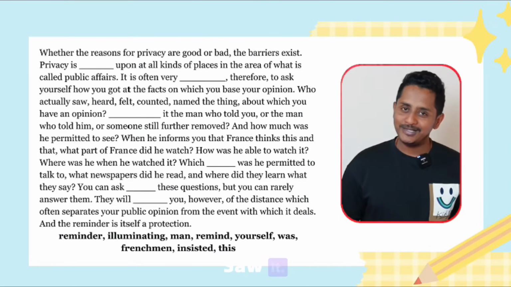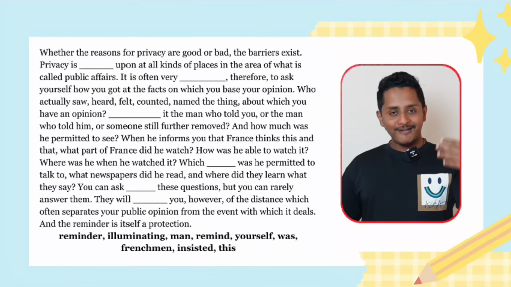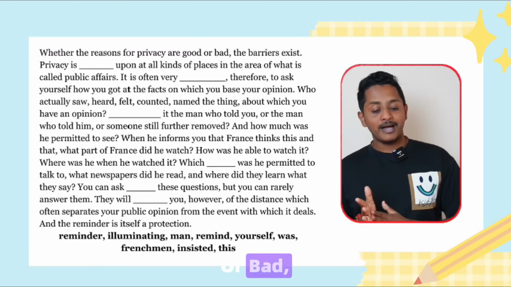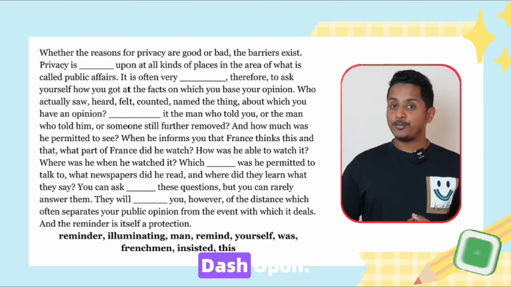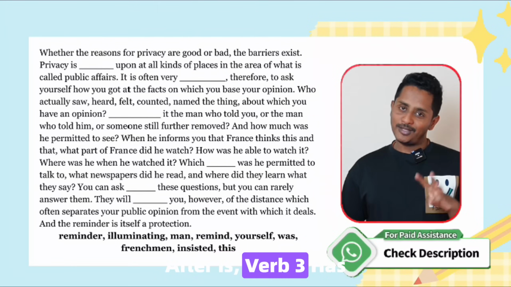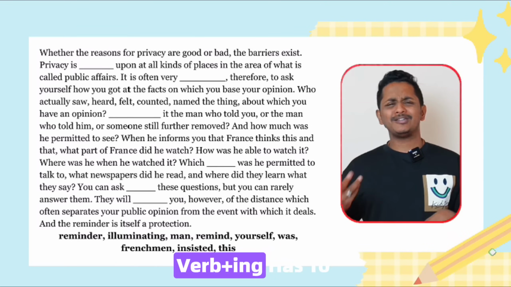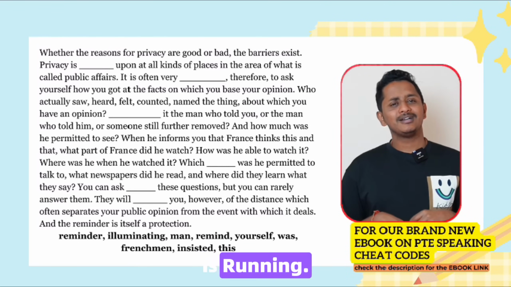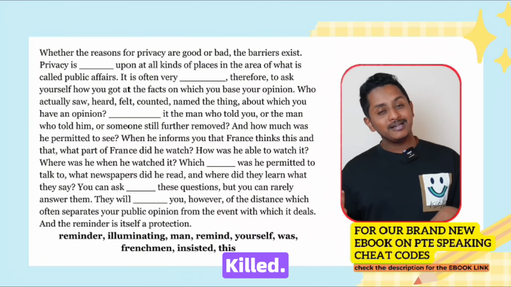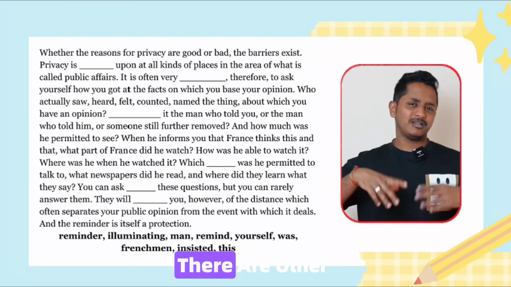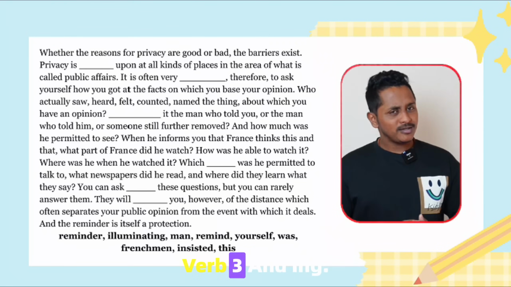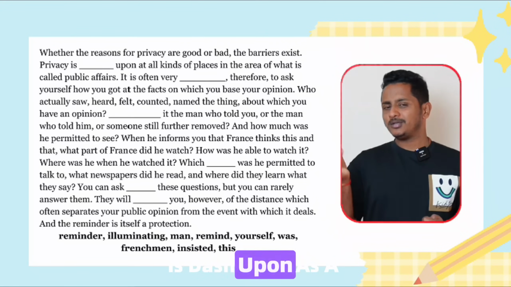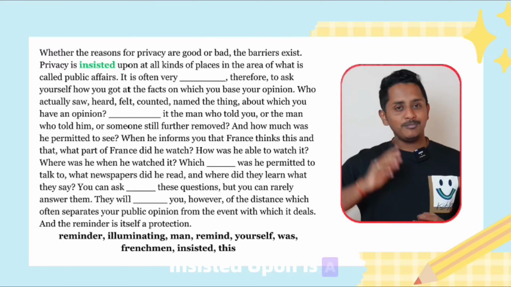Alright, I really hope you have solved it. Let's understand how to do this. Whether the reasons for privacy are good or bad, the barriers exist. Privacy is dash upon. After is, verb 3 has to come. Usually, verb ing has to come. He is running. It is eaten. It is killed. Usually verb 3 or ing. There are other scenarios when adjective can come. It is good or bad, but usually it's verb 3 and ing. Privacy is dash upon as a collocation. Insisted upon is a proper collocation.